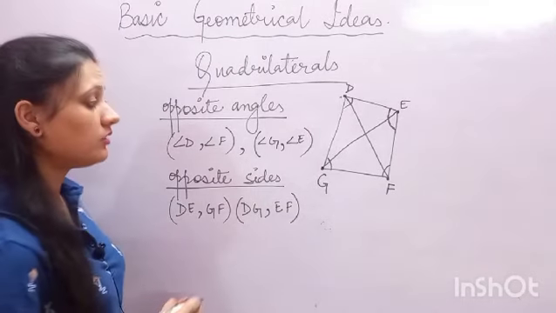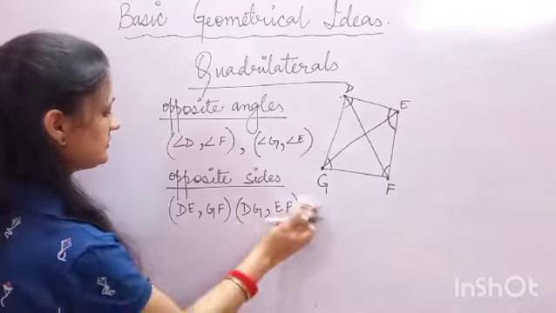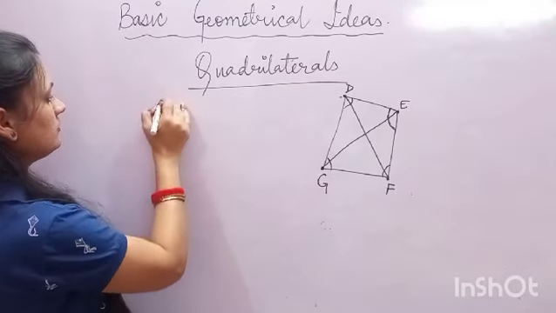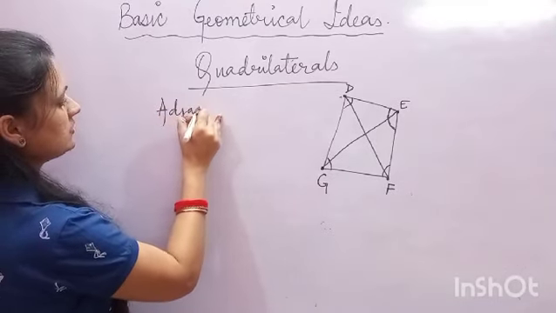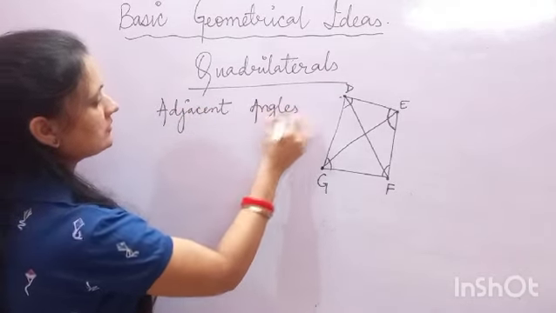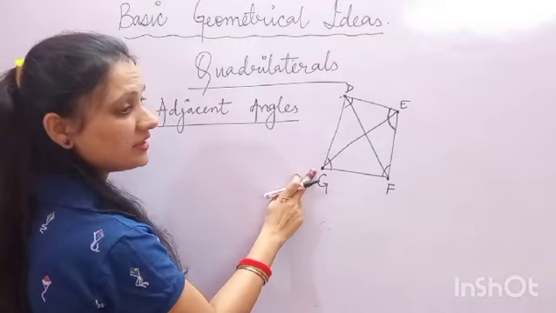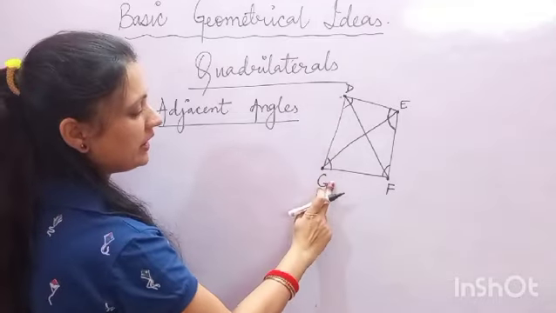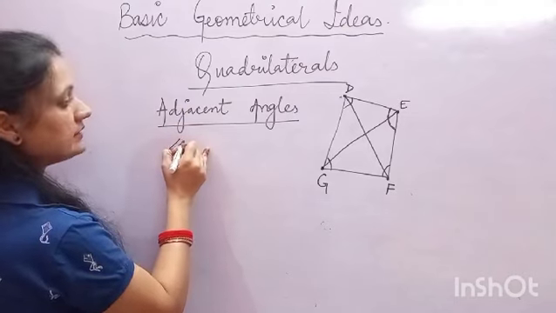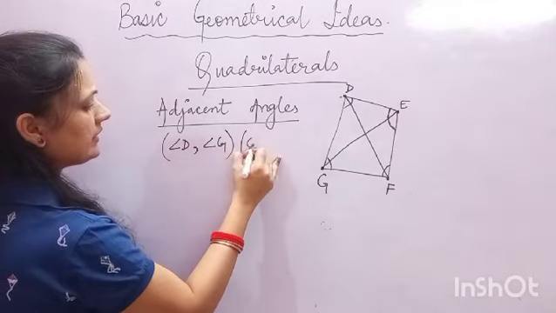Now let's talk about adjacent sides and adjacent angles. Very important to understand. Now, adjacent angles, right? Adjacent means just beside, on the same side. Like angle G is adjacent to angle D and adjacent to angle F also. Yes or no? So let's write down angle D adjacent to angle G, or you can write down angle G.